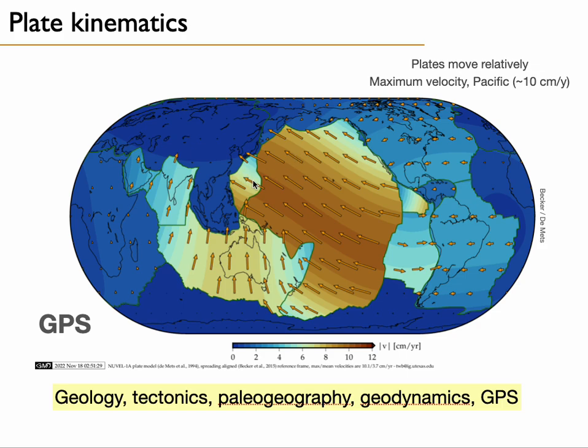The largest arrows you will find are located on the Pacific plate. It has a relative motion of about 10 centimeters per year. That's the maximum velocity which is nowadays measured on the surface of the Earth. You can also see that the plate is well defined because all the velocity vectors are oriented in the same direction. So the plate is moving as a more or less rigid block.